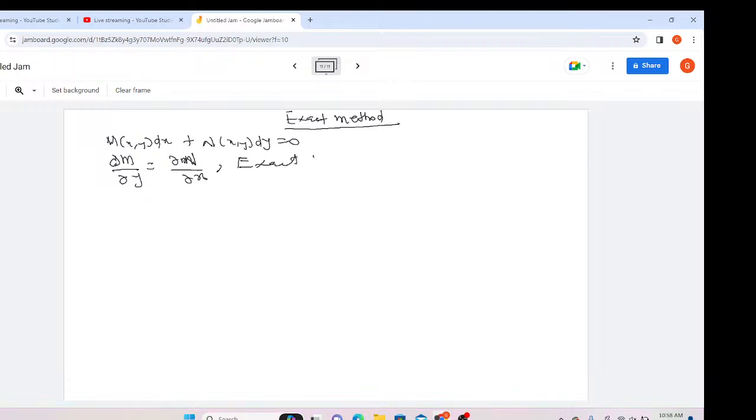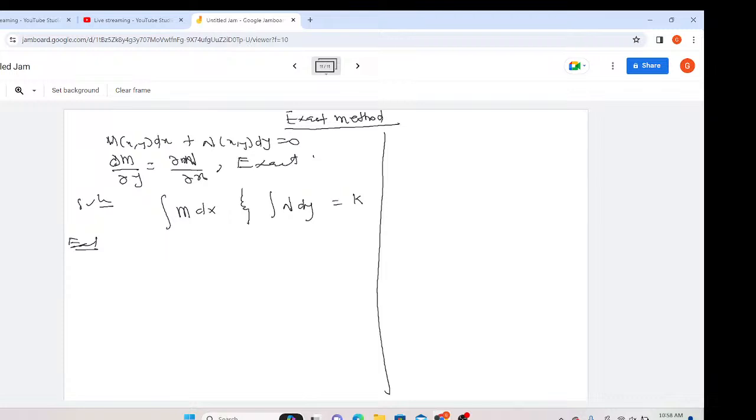In such case, the solution becomes, I'll just integrate M with respect to x and then combine it with the integral of N with respect to y, and that should be equal to my constant k. So this is it. When you check and the differential equation is exact, this is what you are going to apply. So let's try a few examples.